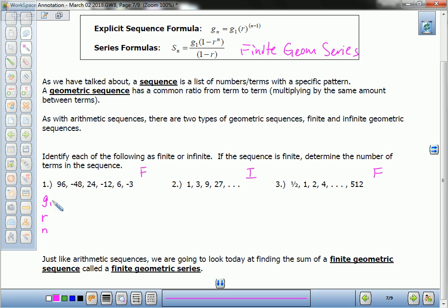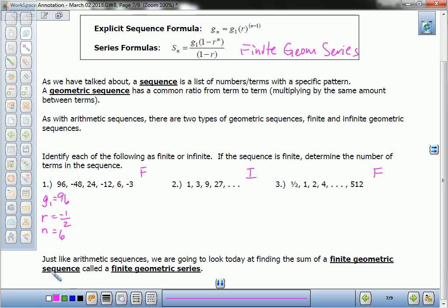So on number 1, what is G sub 1? 96. Okay, R is what we're multiplying by. If I look at this, I see that we're dividing by -2. But I can't write dividing. So dividing by -2 is the same as multiplying by the reciprocal. So if we divide by -2, we write multiplying by -1/2. That's our common ratio. Now N is the number of terms. Well, I see 6.